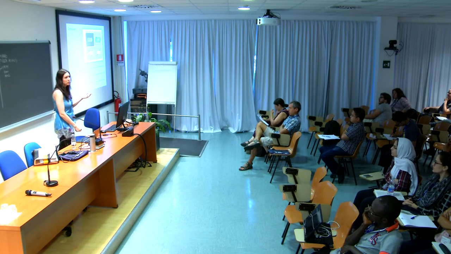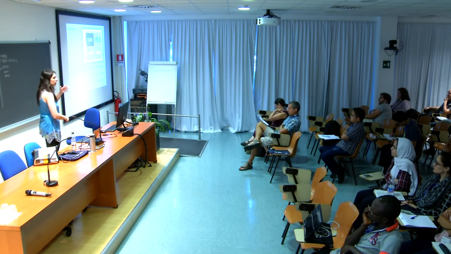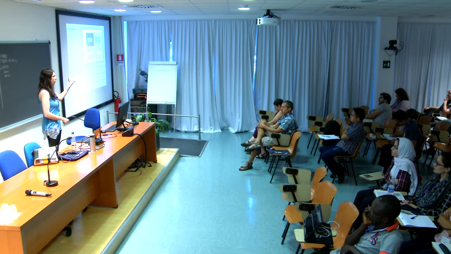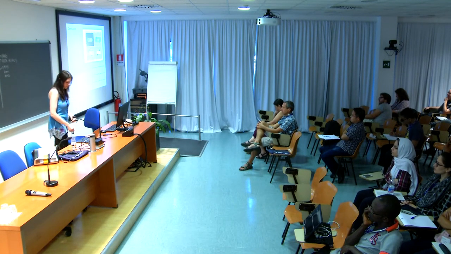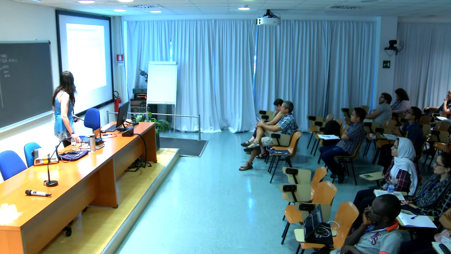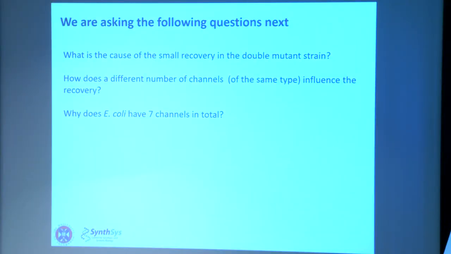And also, because it's a passive control mechanism, it can overshoot. It can go below the initial volume. But that's okay, because it does have mechanisms to cope with that. It can recover from that scenario. Okay, so the question we are asking next from here is, one that we'll probably address last, why does it have seven channels in total, right? So it has seven different ones, and I already showed you that when you delete the two main ones, the recovery is severely changed, right? So they contribute already a lot.